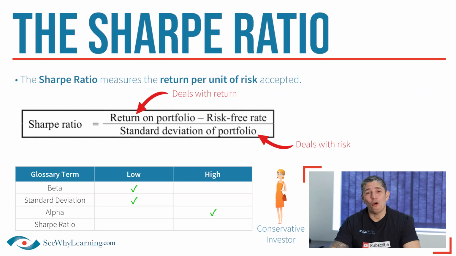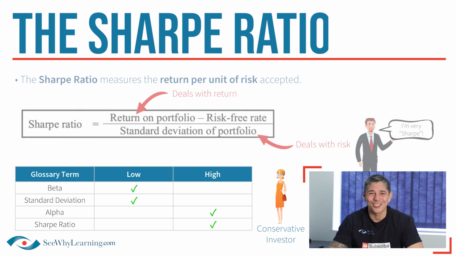The Sharpe ratio measures the return per unit of risk accepted. Well, all investors would like the highest return for the level of risk they are assuming, right? I mean, even if Nellie was investing in a treasury bill, she would prefer a 1.5% return over a 1% return. So the higher the Sharpe ratio, the better. Oh, and here's a great little memory aid. You always want a very sharp portfolio manager.